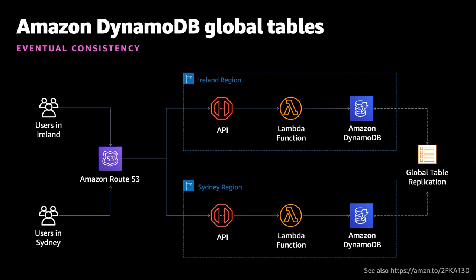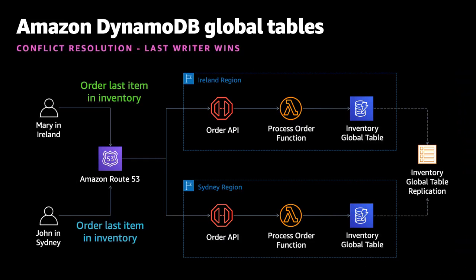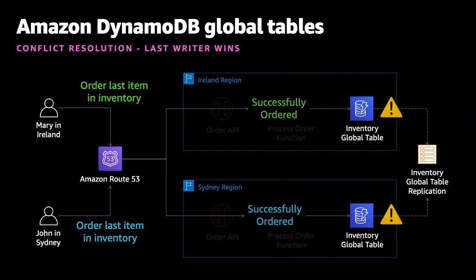This allows replicas to diverge, eventually converging into the latest updated value. This conflict resolution strategy is not ideal for relational and transactional data requirements. For example, let's imagine two users, Mary and John, both ordering the last item of a given product, but Mary ordering from Ireland and John ordering from Sydney.